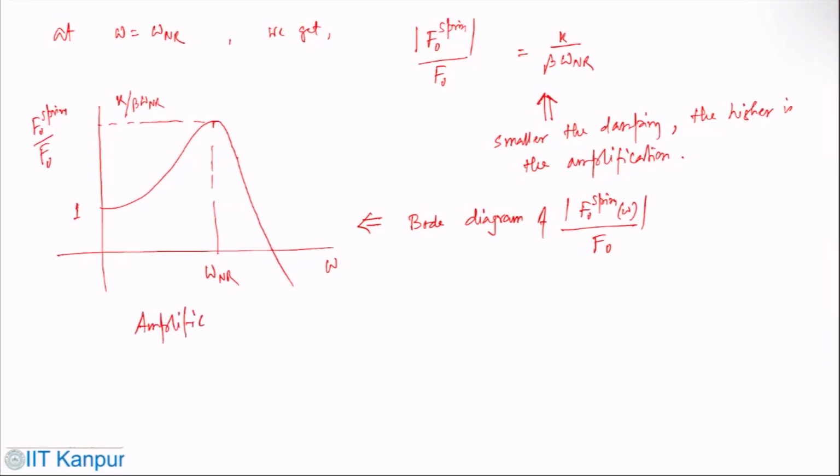So amplification factor can be 5 to 10. So the resonance shall typically be avoided. So resonance shall typically be avoided.